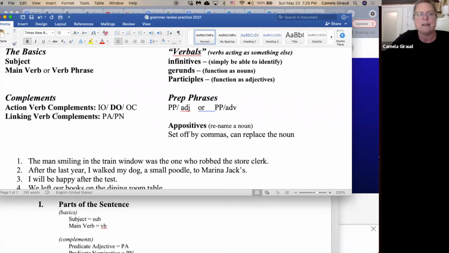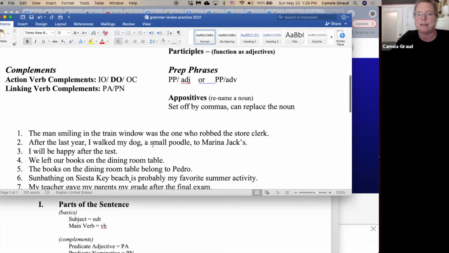Linking verb complements, remember that I gave that example of linking verbs, kind of the ones that turn back and look back to the subject. So if I said, she is nice, the word nice is going back to modify she. Or if I said, she is my teacher, my teacher would circle back and go back to the subject, she. And then appositives are set off by commas and can replace the noun.